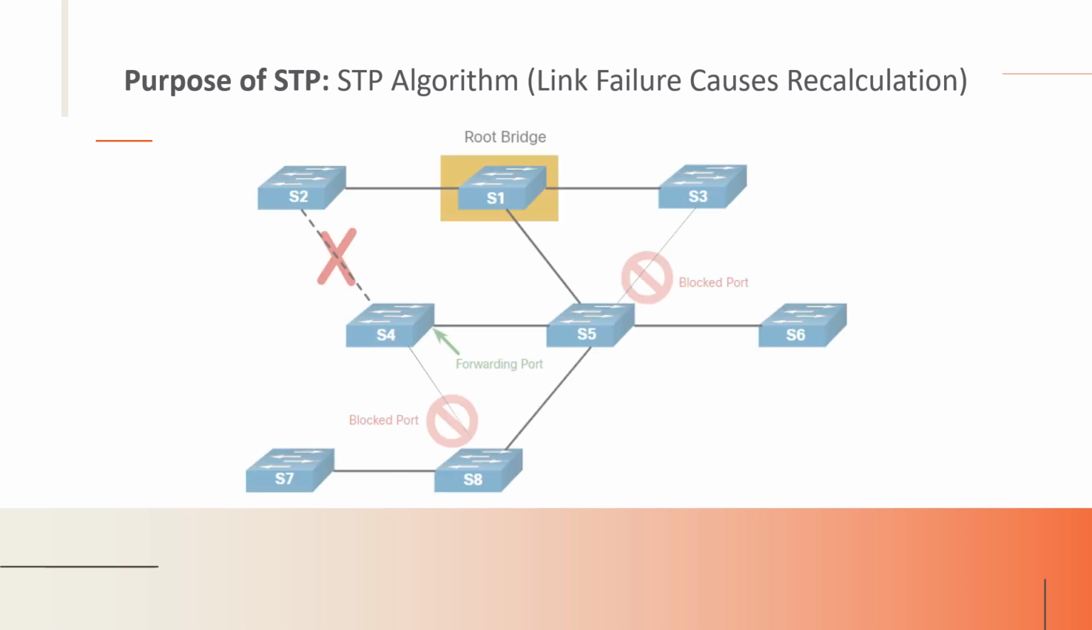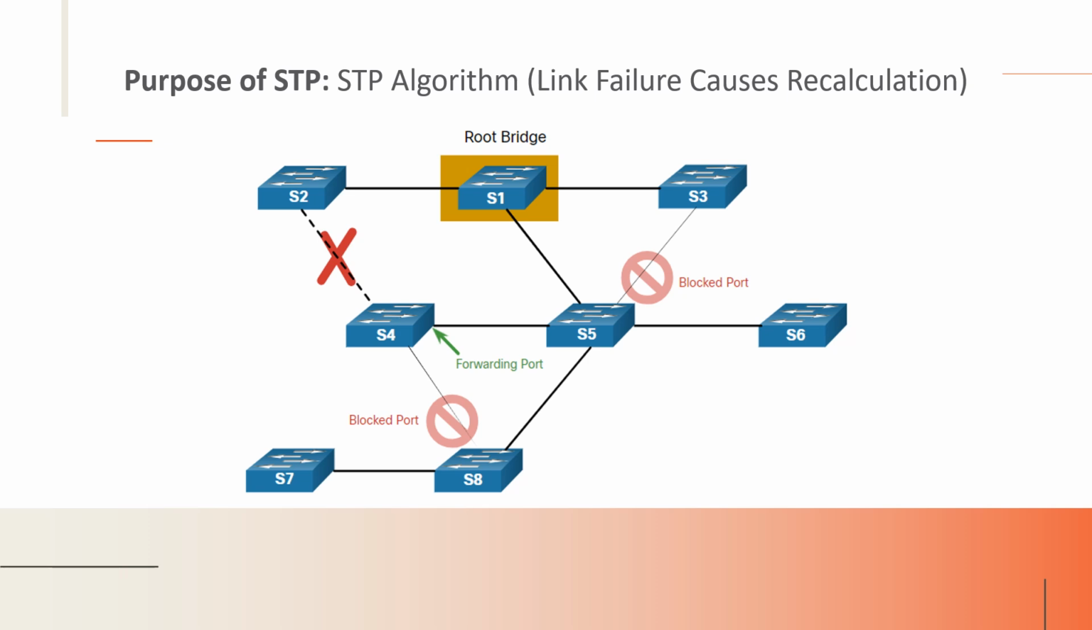And here in this figure, it shows a link failure between switch 2 and switch 4, causing the spanning tree protocol to recalculate. Notice that the previously redundant link between switch 4 and switch 5 is now forwarding to compensate for the failure. This is still only one path between every switch and the root bridge.